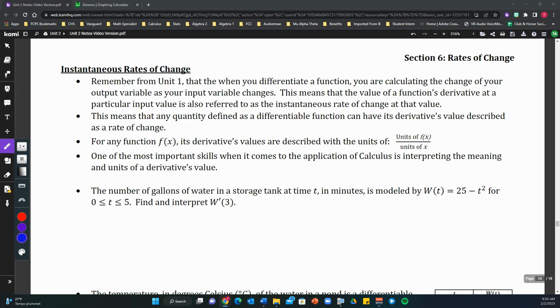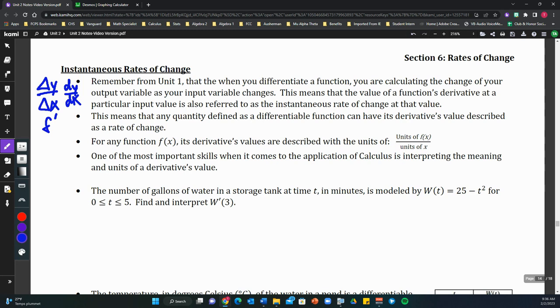If you remember back from the beginning of the course, back in Unit 1, when we differentiate a function, we're calculating the change of our output variable as our input variable changes. Again, we can represent this a whole bunch of different ways. We can say that it's delta y over delta x. Newton and Leibniz each had their own notation, dy dx or f prime, but they all just represent that same concept of we're looking at the change of our outputs relative to our change in our inputs.